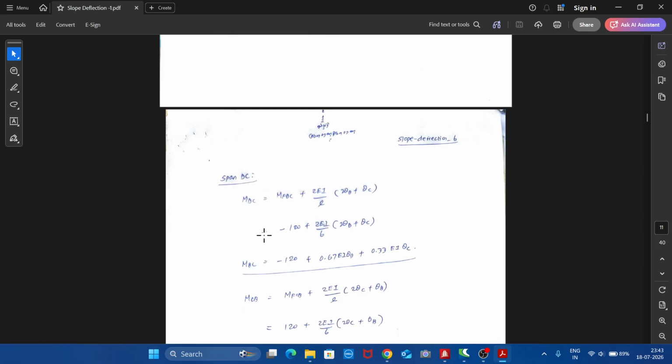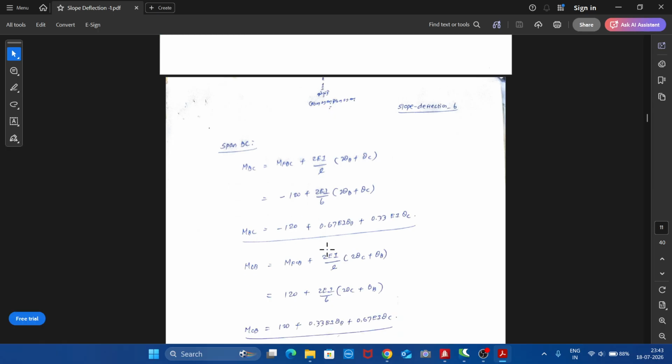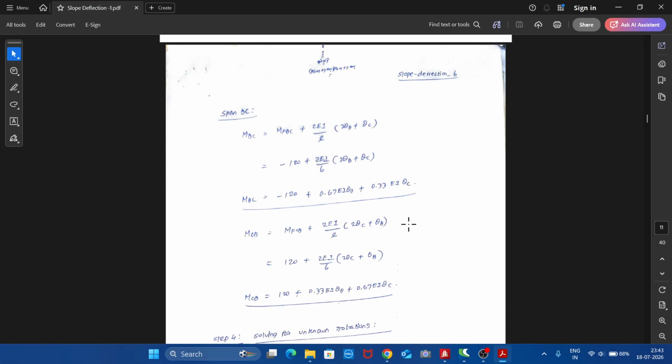Similarly, in span BC, MBC equal to M of BC, that is fixed moment, plus 2 EI by L into 2 times theta B. Near end is B now. In BC, near end is B and far end is C. So 2 theta B plus theta C. Here, nothing will get cancelled because we have theta B as well as theta C. So you'll be getting minus 120 plus 0.67 EI theta B plus 0.33 EI theta C.